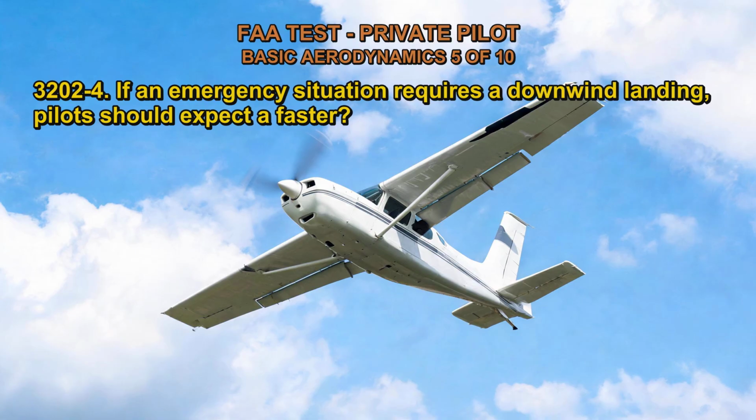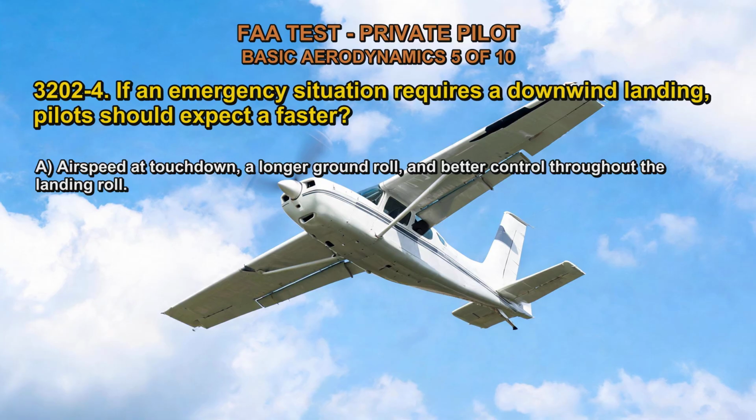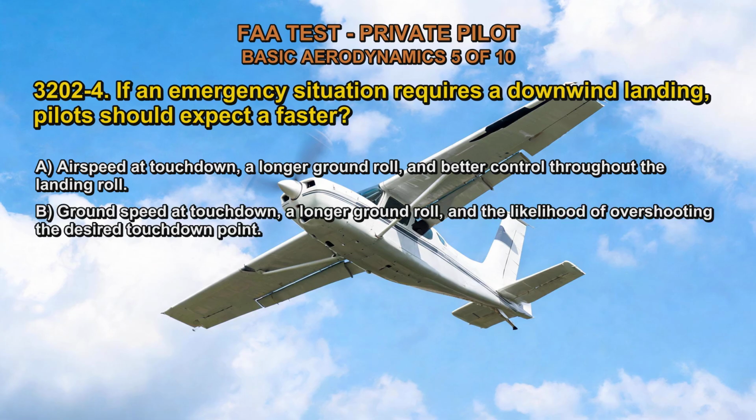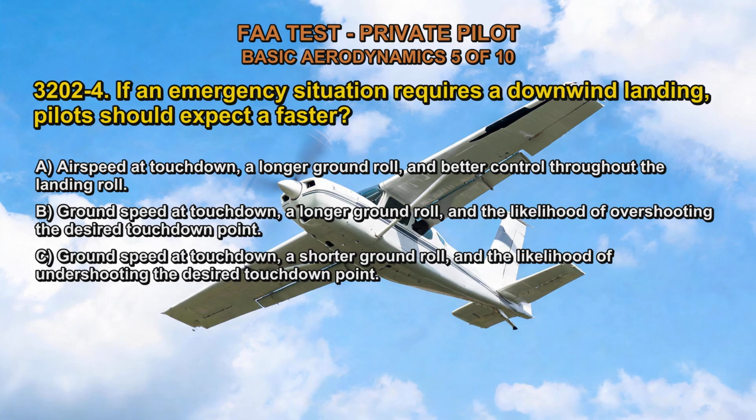3202-4. If an emergency situation requires a downwind landing, pilots should expect a faster A. Airspeed at touchdown, a longer ground roll, and better control throughout the landing roll. B. Ground speed at touchdown, a longer ground roll, and the likelihood of overshooting the desired touchdown point. C. Ground speed at touchdown, a shorter ground roll, and the likelihood of undershooting the desired touchdown point.